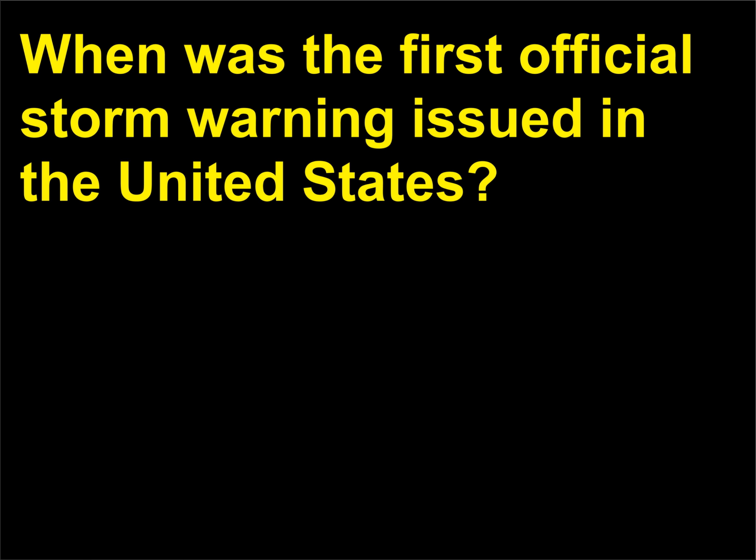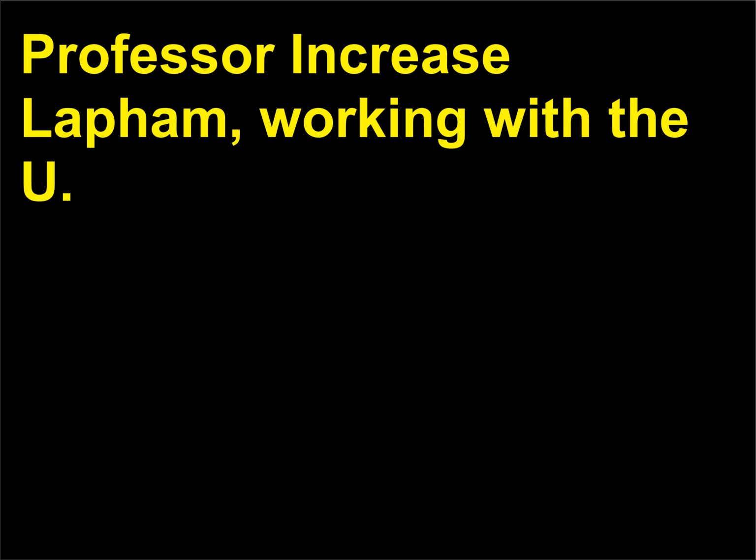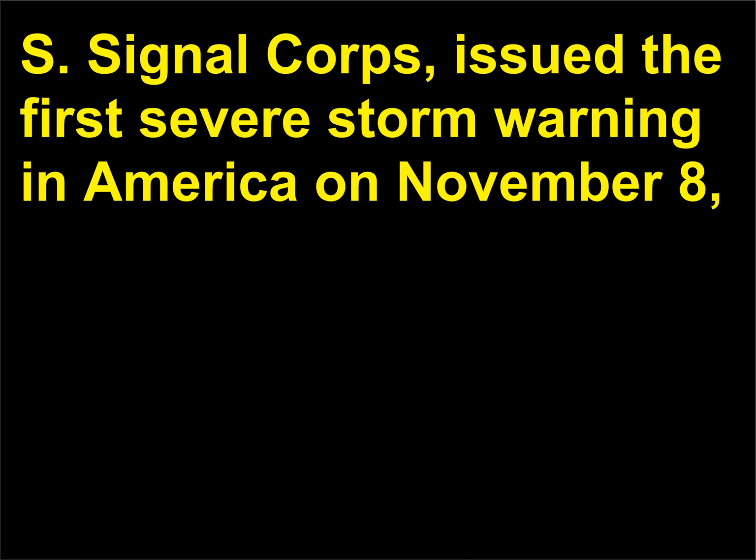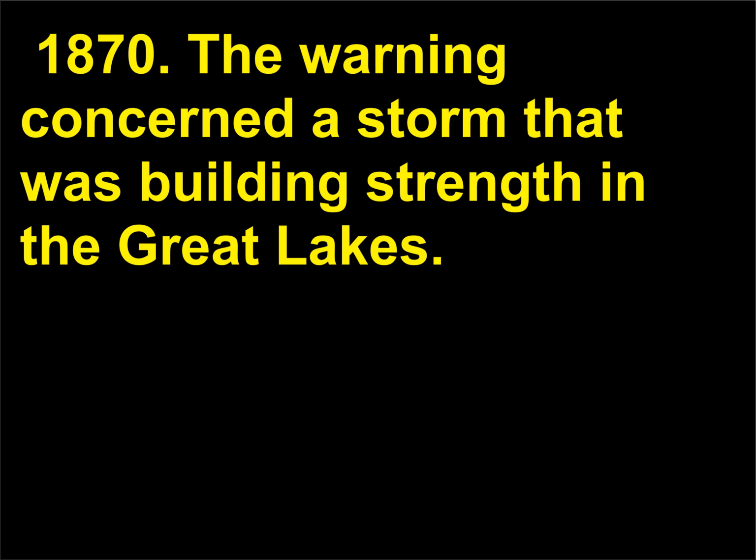When was the first official storm warning issued in the United States? Professor Increase Lapham, working with the U.S. Signal Corps, issued the first severe storm warning in America on November 8, 1870. The warning concerned a storm that was building strength in the Great Lakes.